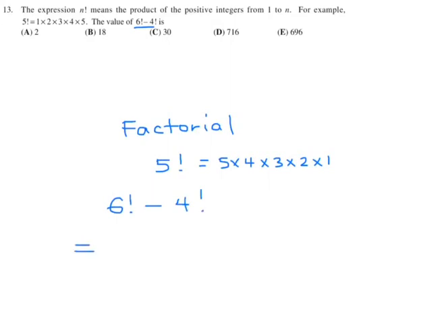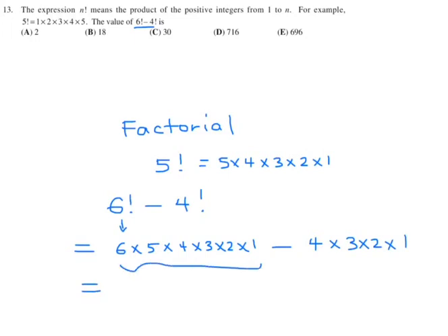So they're asking 6 factorial minus 4 factorial. So first just do 6 factorial. 6 times 5 times 4 times 3 times 2 times 1. And then subtract from that 4 factorial, which would be 4 times 3 times 2 times 1. This whole big thing becomes 720. And this is 24. So 720 minus 24 is 696. So the answer would be E.